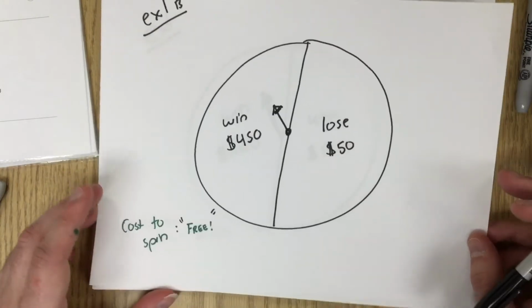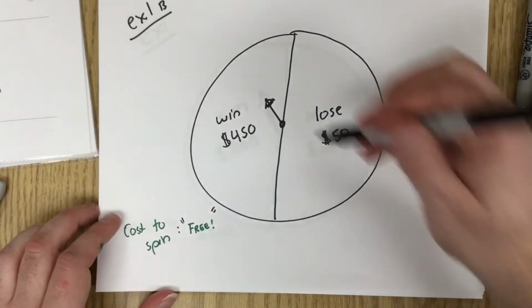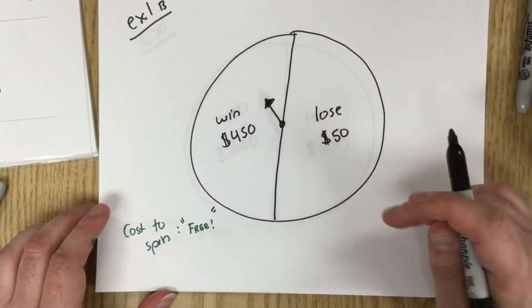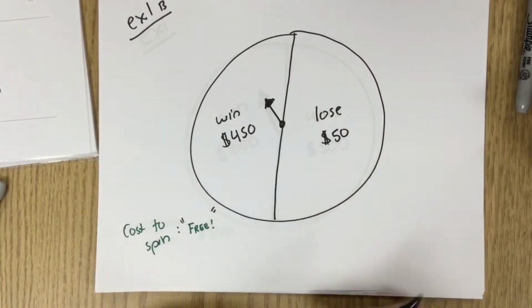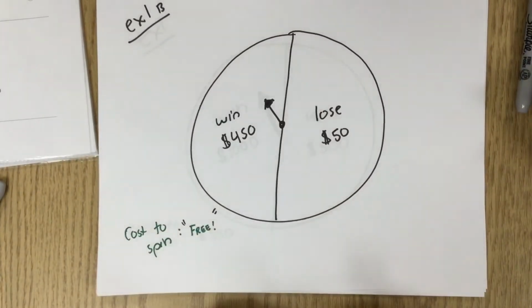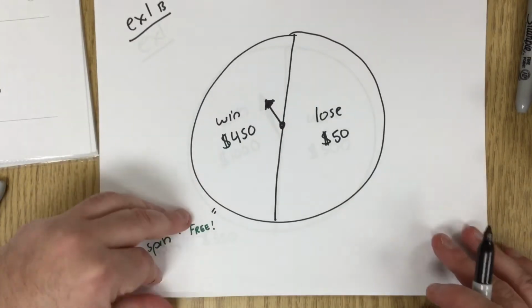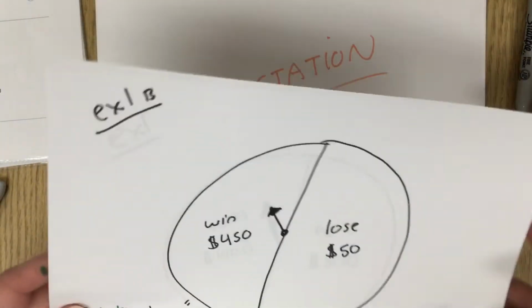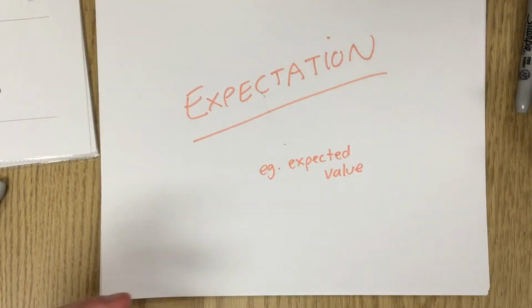So same idea. Maybe this changes your mind if you look at it. So the question is, if you look at this wheel, would you spin this wheel? If it lands there, you lose $50. If it lands there, you win $450. I think I would spin it. But, you know, people may differ on their thoughts on that.